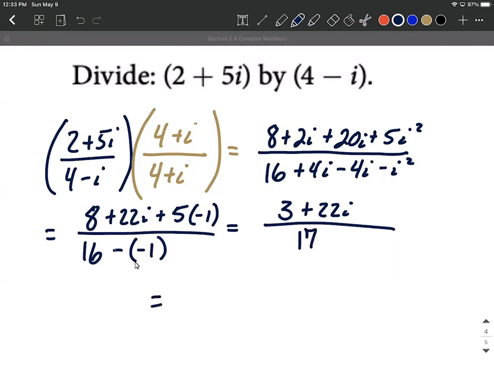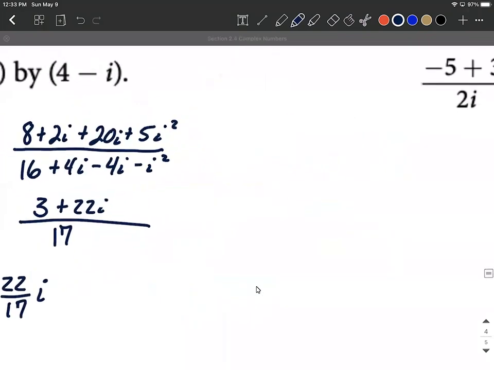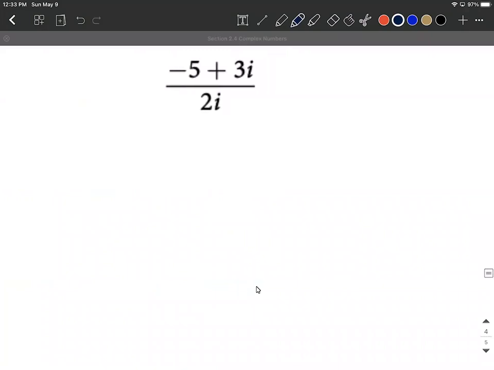Now to write this in that general form, the a plus bi, what we could do is split this apart and make it two separate little fractions. So 22 over 17 with the i next to it. That way you can see the real part and the imaginary part. Let's try one where we're dividing by a monomial. So a single 2i term there.